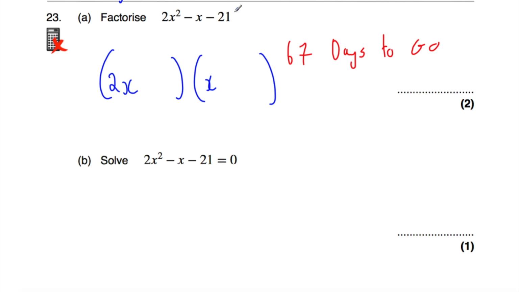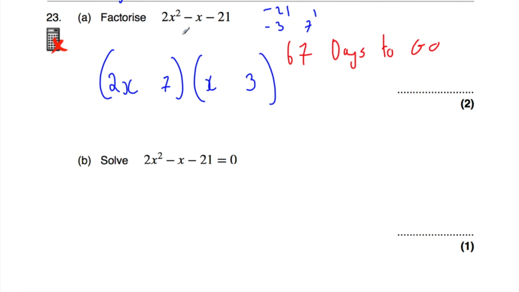So it could be, for instance, minus 21 and 1, or minus 1 and 21, or minus 3 and 7, or minus 7 and 3, and so on. I'm going to focus on this minus 3 and 7 to begin with, because the term in the middle is minus x. I'm thinking that if I put the 3 over here, that would be 2x times 3, which is 6x. And if I put the 7 over here, x times 7 is 7x.